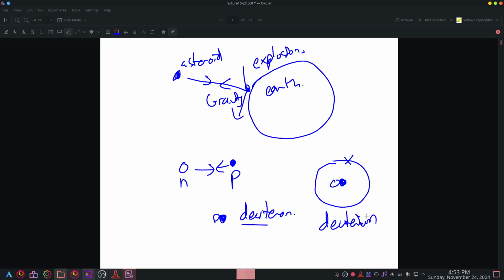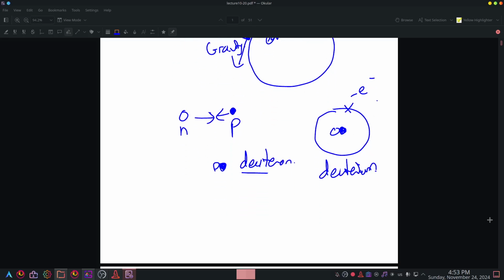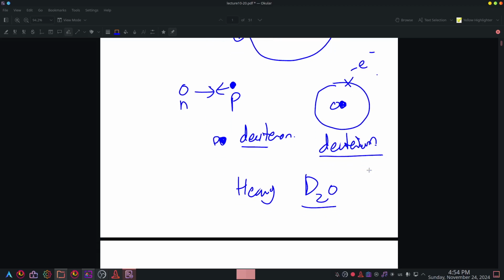Deuterium is what we call this. This is the electron. This is the dot-cross diagram we use in chemistry a lot, so I'm using that to denote electrons. Deuterium is what makes up heavy hydrogen. It makes up heavy water. You will hear this often in nuclear reactor engineering: D2O, heavy water. So deuterium is like that.